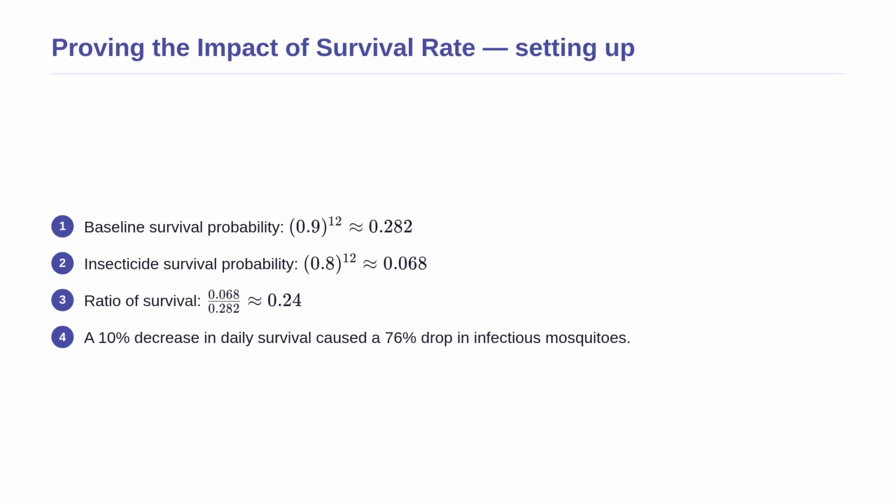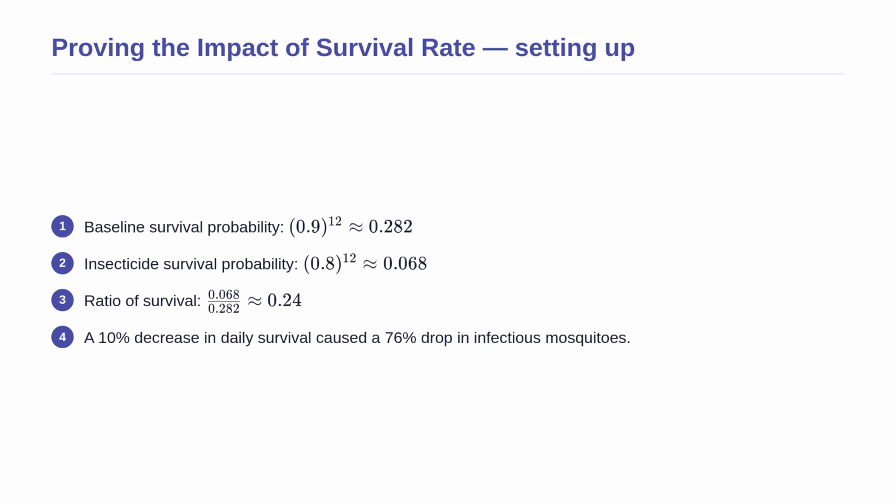Let us mathematically prove why targeting the adult mosquito survival rate is so incredibly powerful. In this first chunk of our proof, we compare the survival probabilities. Without insecticides, the probability of a mosquito surviving the 12-day incubation period was 28.2%. With insecticides dropping the daily survival by just 10%, the overall survival probability plummeted to 6.8%.